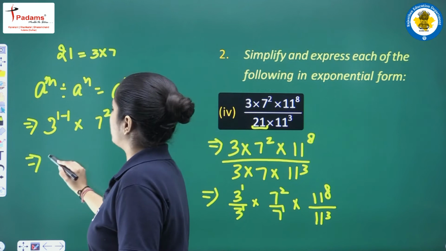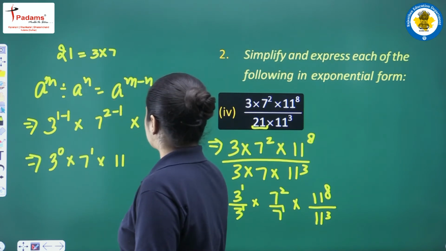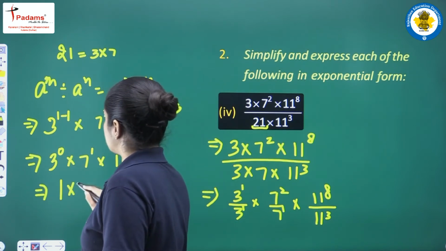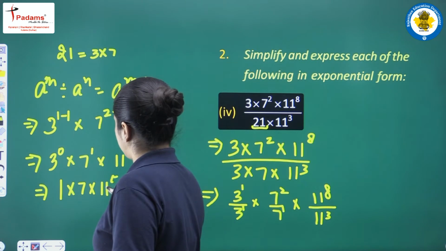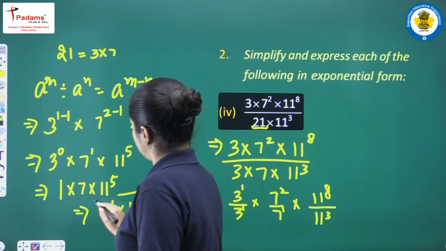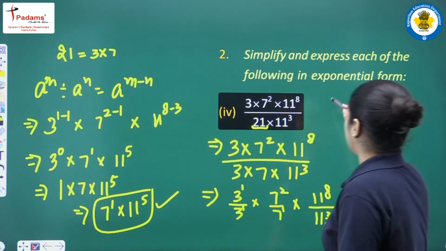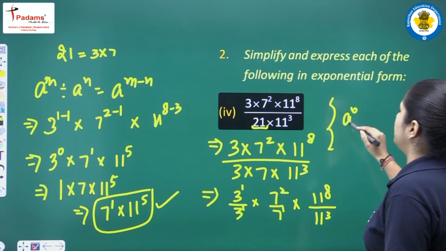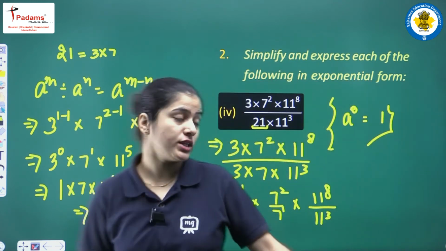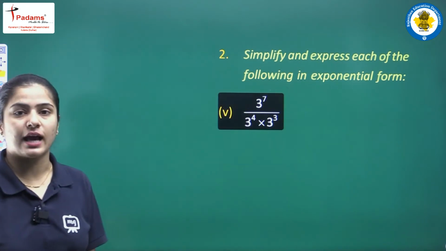So 3 raised to power 0 into 7 raised to power 1 into 11 raised to power 5. Okay, 3 raised to power 0 is 1 students, 7 into 11 raised to power 5. So this is your answer. Alright students, and whenever you are given anything with power 0, then it is 1, right? You have to mention this for sure, right students? Looking at the next question, what is that question?